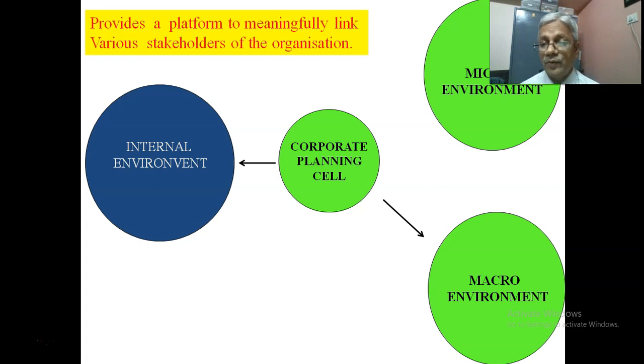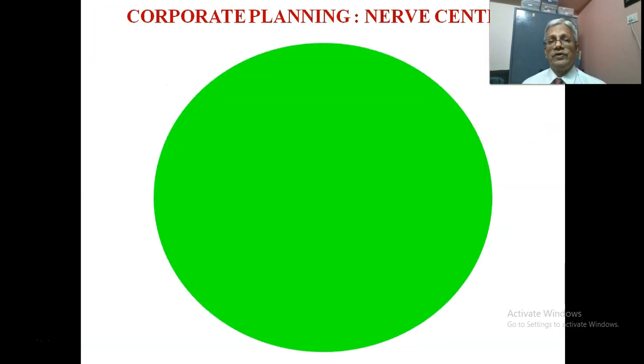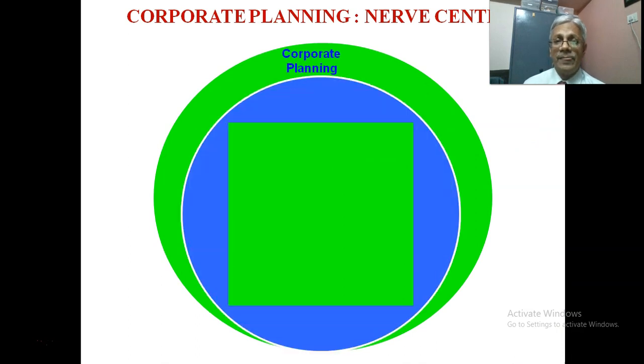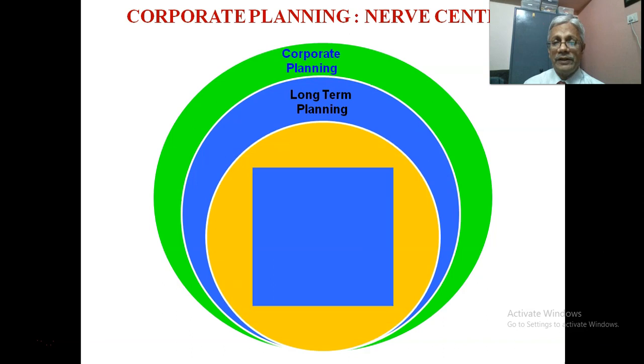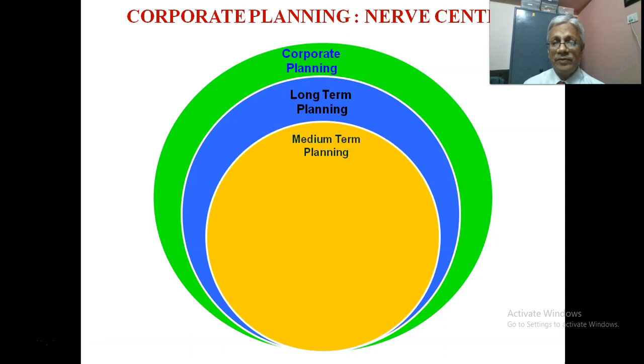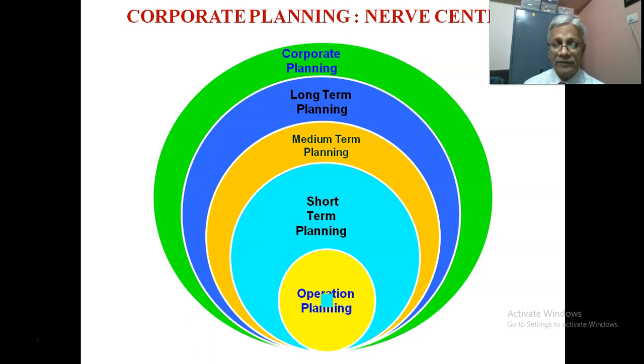Corporate planning provides the platform for all the member companies in the group. The group may have a large number of companies, divisional structures and joint ventures, and it will provide a uniform framework. So I think it is right to say corporate planning is a nerve center. From corporate planning, you evolve the long-term planning. From the long-term planning, you evolve the medium-term planning. From the medium-term planning, you evolve the short-term plan. From the short-term plans, you evolve the operations plan.